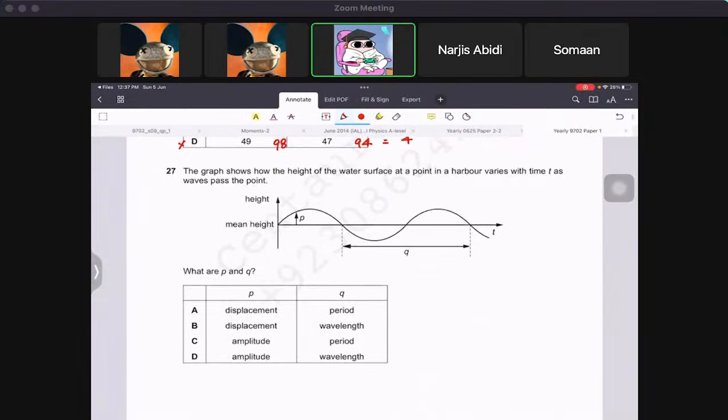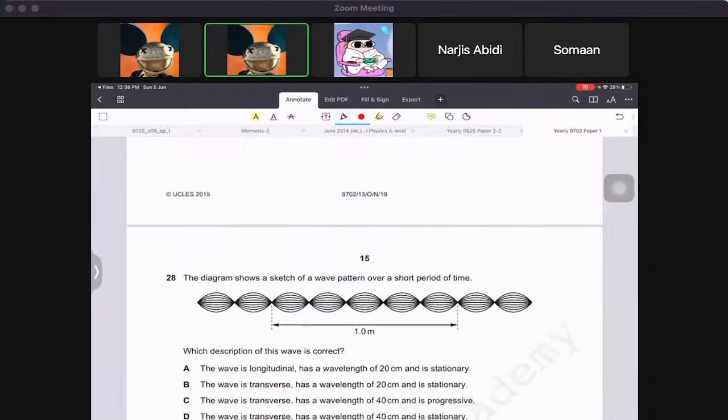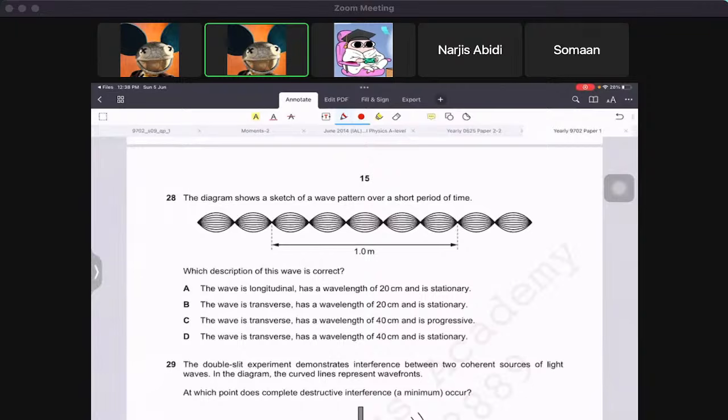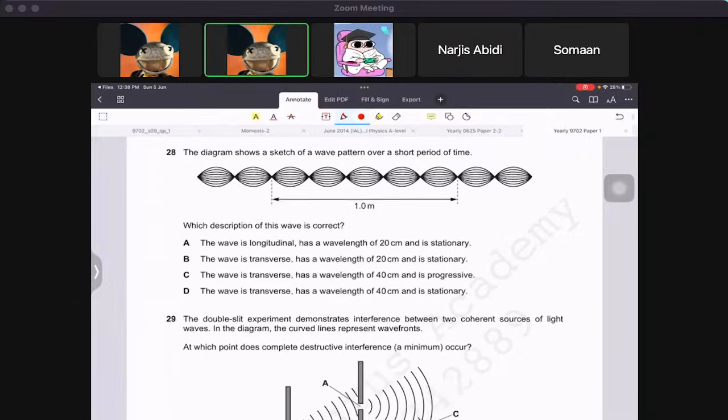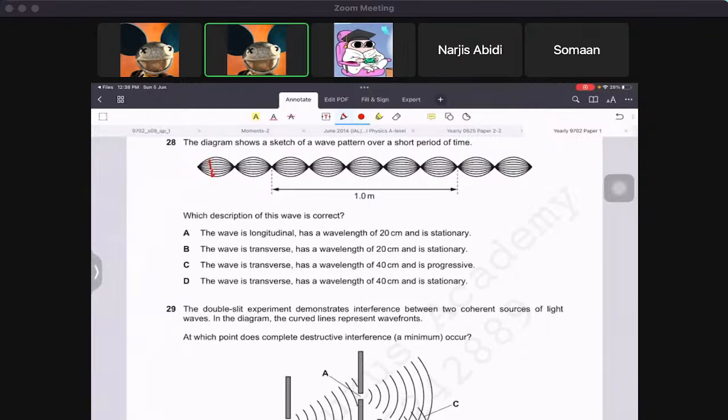So P is definitely the displacement. Amplitude has to be in the middle, like the maximum. And Q is the wavelength. Oh, it is time period. Okay, it's period. Okay, pretty good. Now, which description of this wave is correct? Seems to me that it is a transverse wave because it is vibrating up and down. Okay, so it has to be transverse.